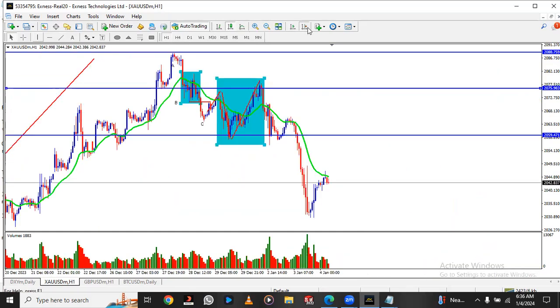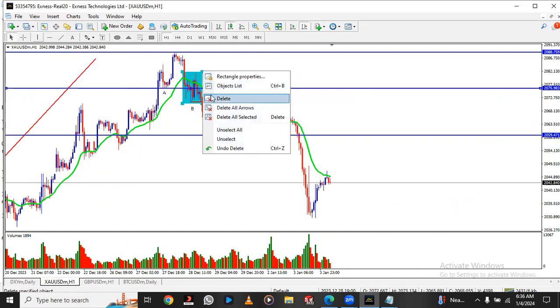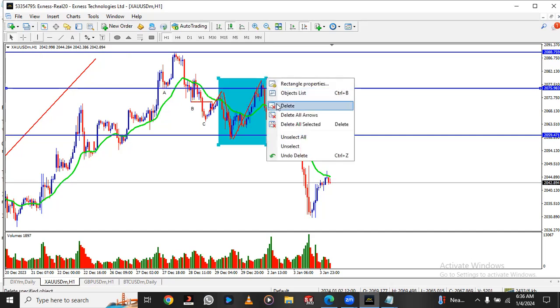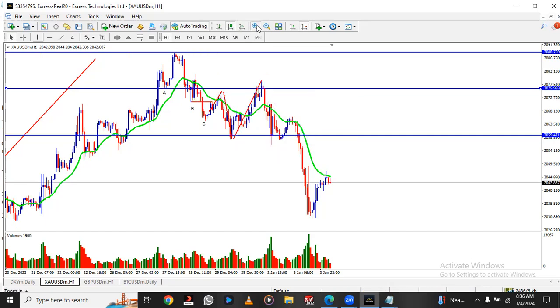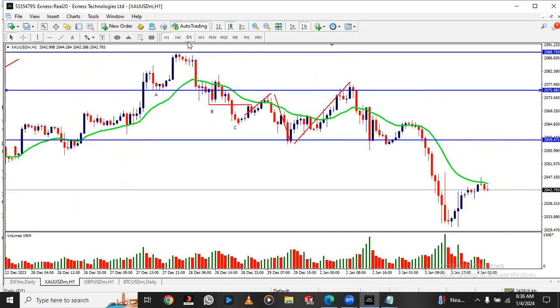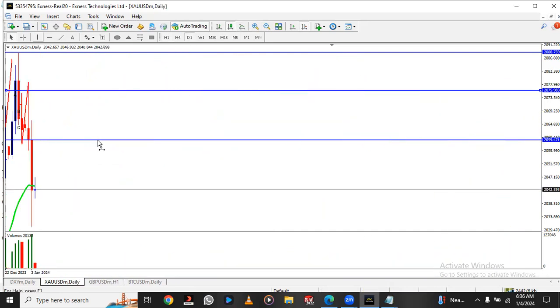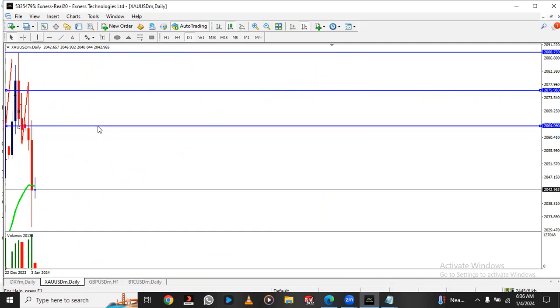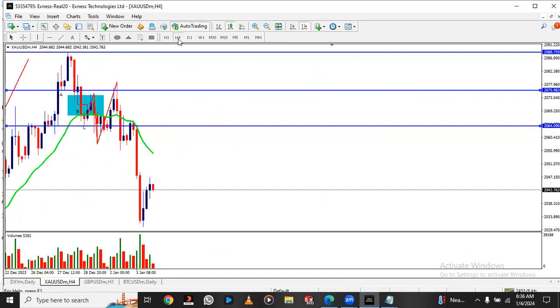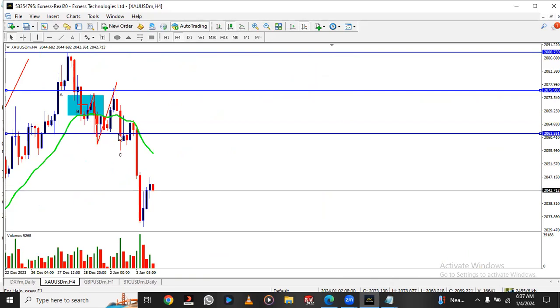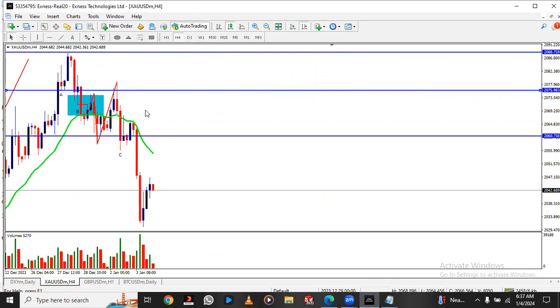So let me come back here and readjust this. Now, this is our A region. This is our B. Let me take this out. So our A region. Now, this is our B. We have a close below. Now, this particular area becomes our B. Then we have the pullback to give us our C. Now, our C happens to be here, where we have a total close below the range.